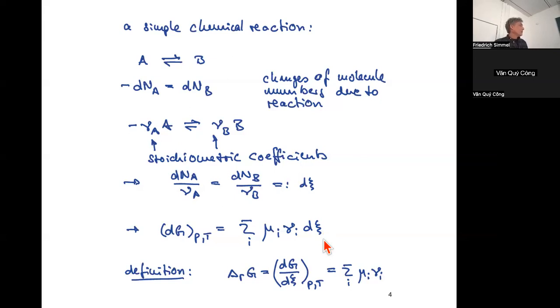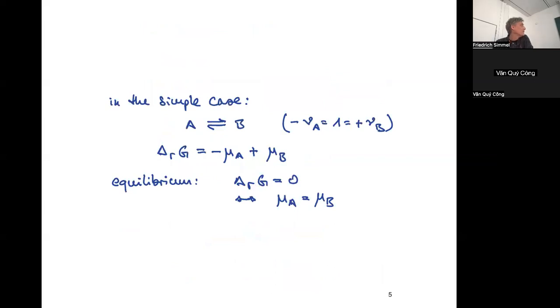Now, when you read a chemistry or biochemistry book, you always read these delta G's for a reaction. And the delta G, that's the free energy or free enthalpy change of the reaction, is in principle defined by this quantity. So you now take the derivative of G with respect to this reaction coordinate. And that obviously just gives this sum over the chemical potentials times the stoichiometric coefficients. And in the case of our super simple reaction, that looks like this here.